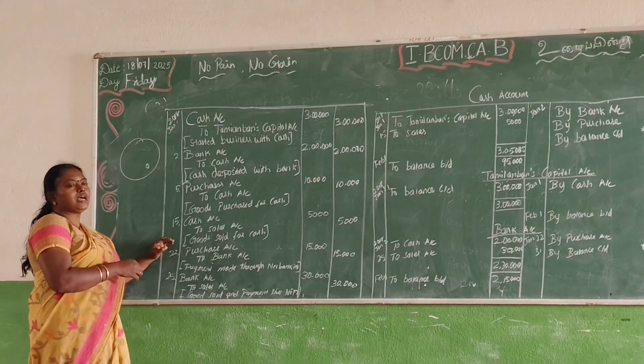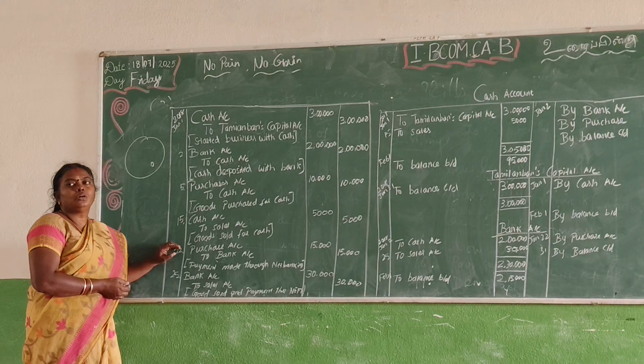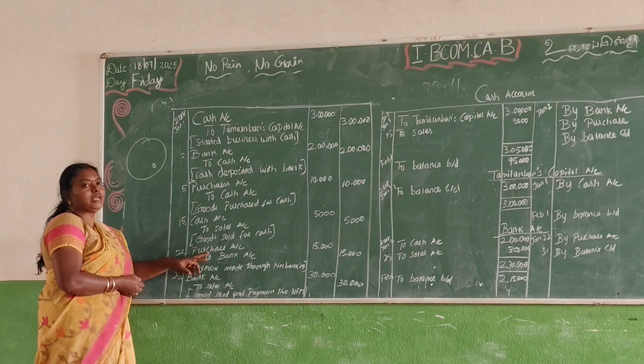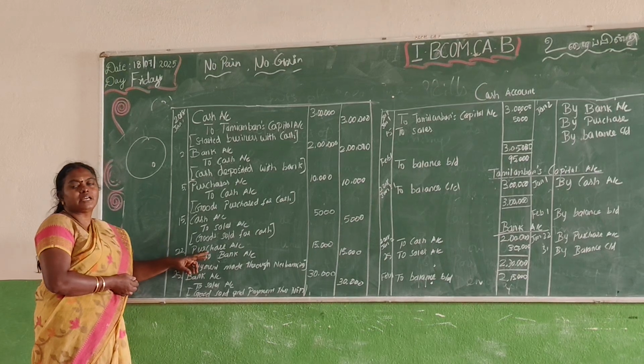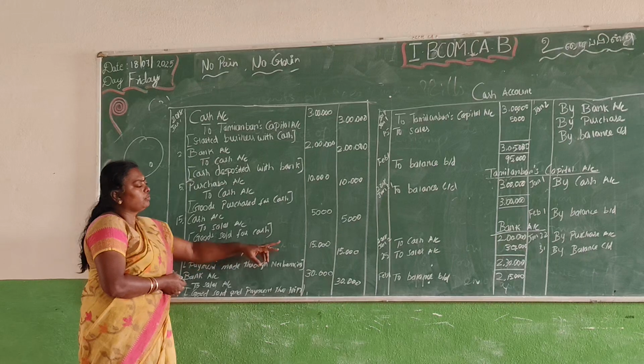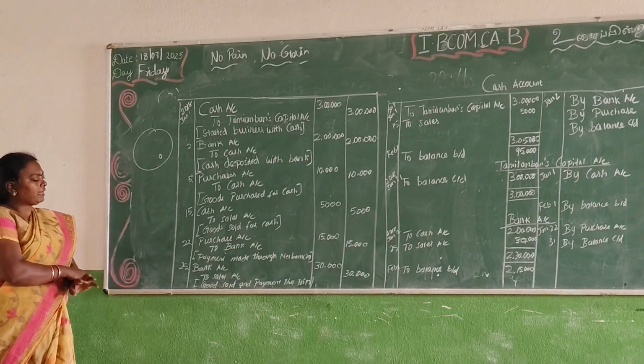The next thing is the company made some purchase and they made the payment through net banking. Two types of accounts are involved: purchase and bank account. So, purchase account debit to bank account rupees 15,000. They have made the payment through net banking.